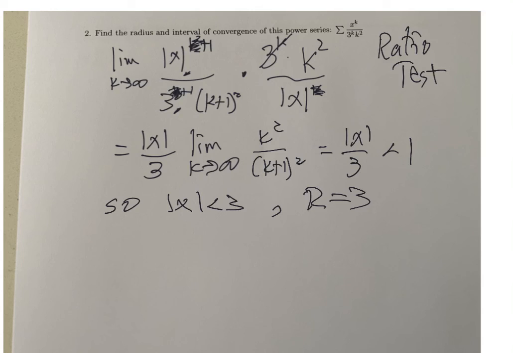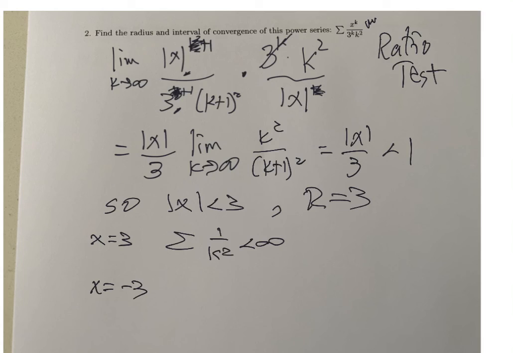The problem also asks for the interval, and so we know it converges at every number inside. We need to check the endpoints. So if x equals 3, just plug it into the formula up here. And notice those 3 to the k's cancel out, and we get the p-series. And that converges. P equals 2 is bigger than 1.